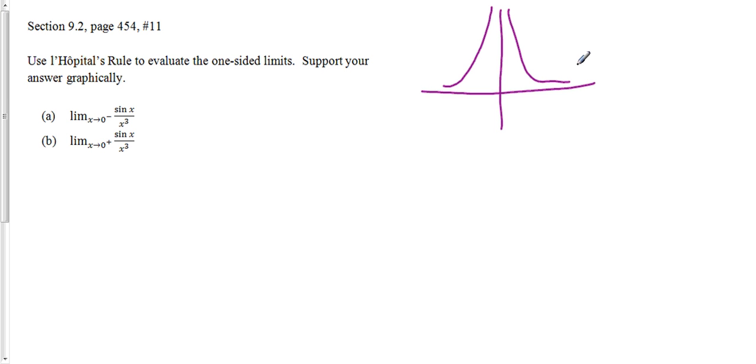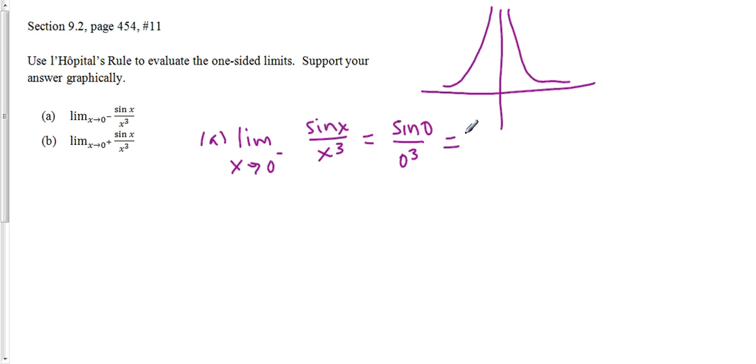Now, we'll just start with part A, but it's going to be a very similar process for A and B. So for A, we're going to take the limit as x approaches 0 from the negative side of sine x over x cubed. Now, if we just substitute in, which is our next method when we're looking at our list of ways to evaluate limits, we're going to take the sine of 0, and we're going to divide that by 0 cubed. And the sine of 0 is what? 0. So we're going to have 0 over 0.